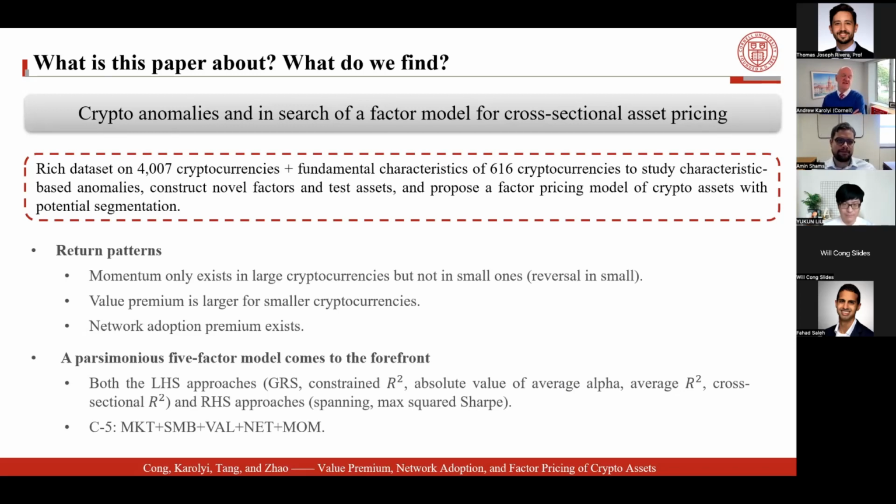Out of this comes a second big finding, which is the emergence of a new 5-factor model coming to the forefront for the crypto space. We use a number of traditional types of tests to come to this conclusion, this consensus, that this 5-factor model, we call it the C5, crypto 5: market, small minus big, a value premium, a network premium, and momentum, is a good, solid, reliable workhorse descriptor of this broader universe.